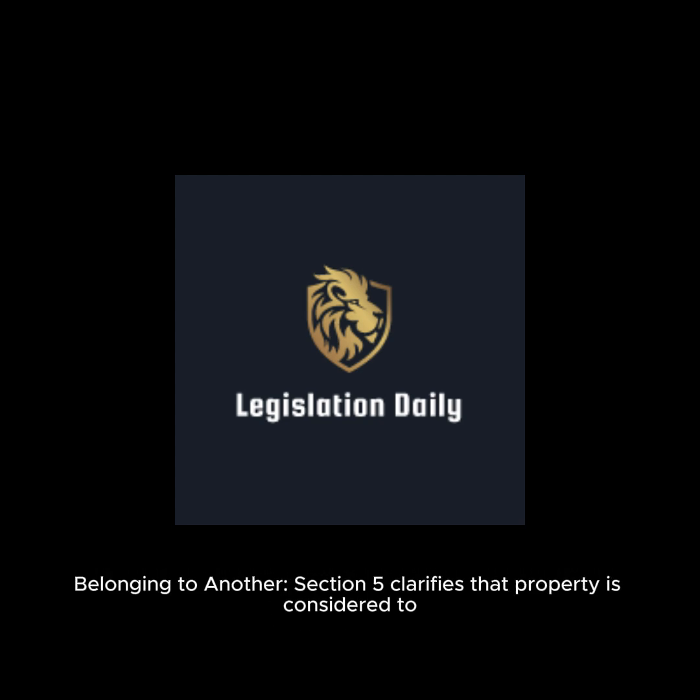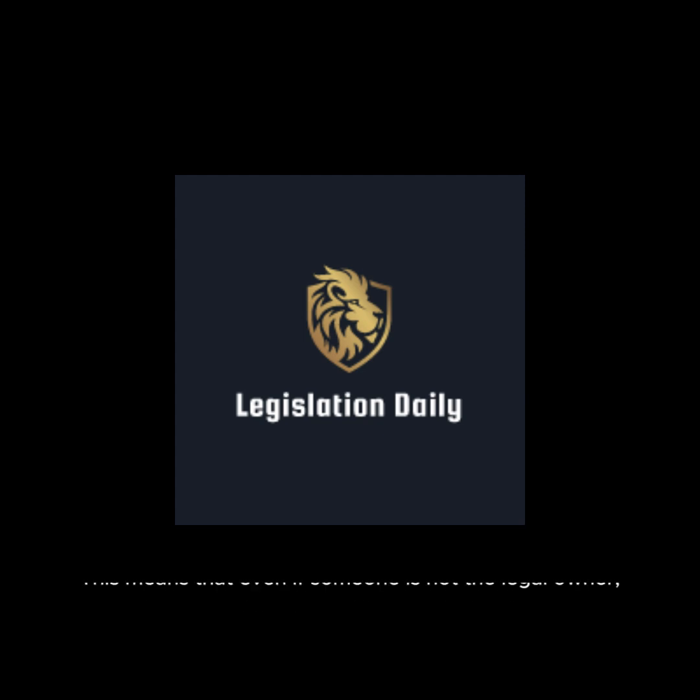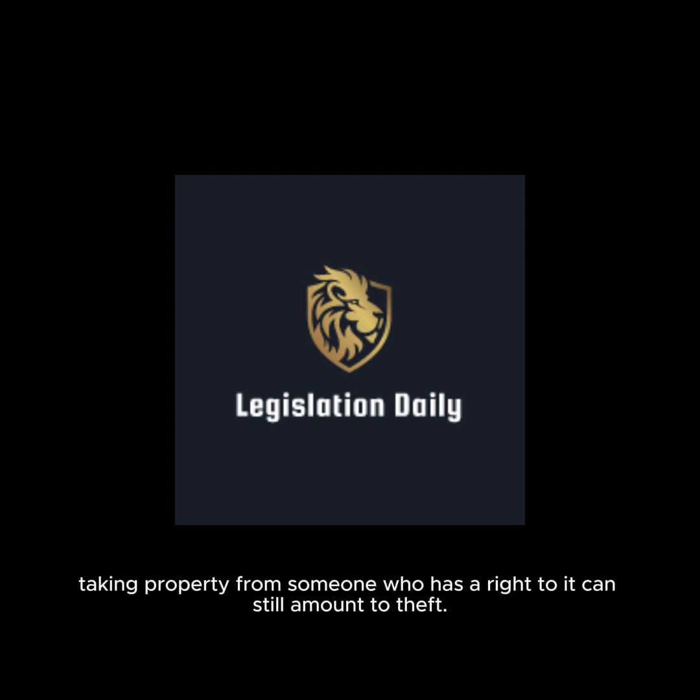Belonging to another. Section 5 clarifies that property is considered to belong to anyone who has possession or control of it, or who has any proprietary right or interest in it. This means that even if someone is not the legal owner, taking property from someone who has a right to it can still amount to theft.